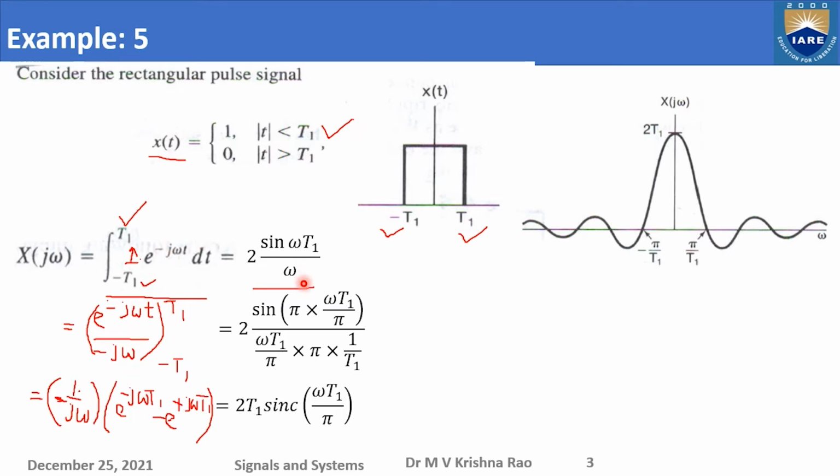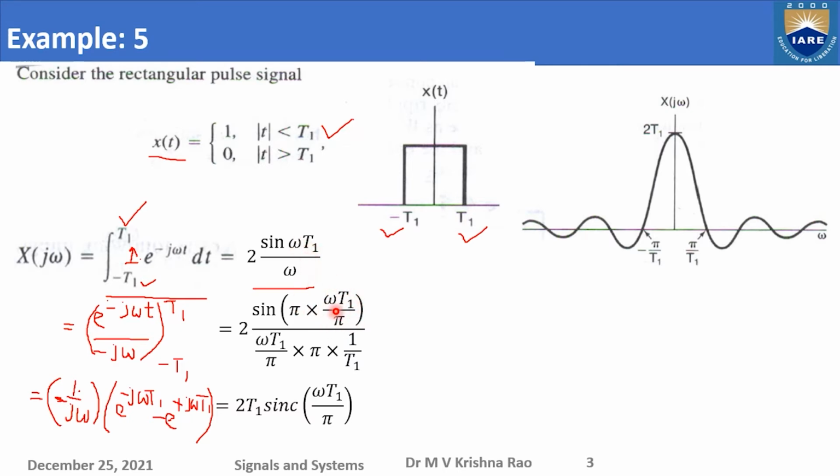Now, coming to this, I will manipulate this expression in this way. What I have done here is take pi, because I want to represent it with an argument or angle theta, where theta is omega t1.